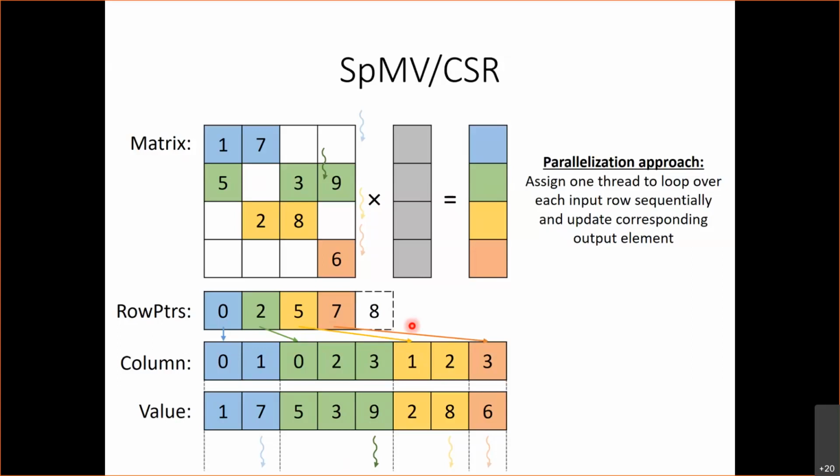Okay, that's accessibility. What about coalescing? COO is more memory coalesced than CSR. COO has better coalescing. What about control divergence? COO is better. Right, COO is better. And what about synchronization, having to use atomics and things?